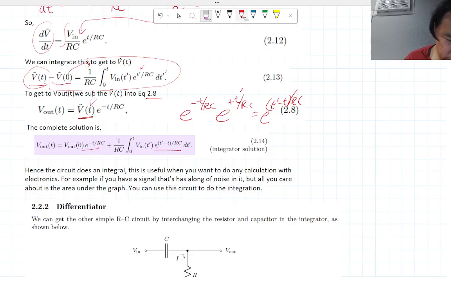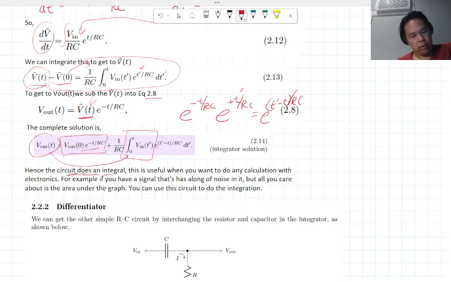And that's the solution for that integrator equation. So the important thing is that this circuit, if we look at it, there's some constant here, well, it's not constant, it's going to be changing with time. But what we see here is that V_out is proportional to basically the integral of V_in. And that's going to be a very useful circuit, if you want to integrate something.